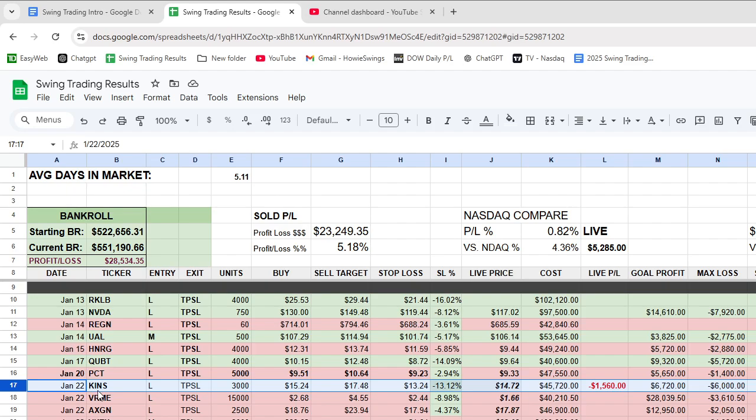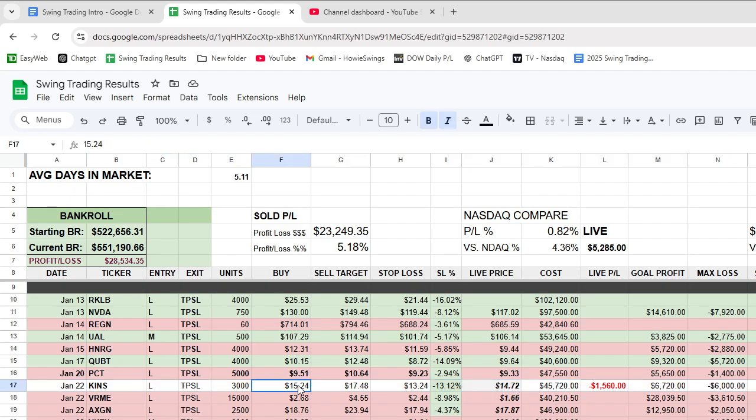So KINS, I bought on the 22nd. It's currently 14.72, bought at 15.24. I got a stop on at 13.24 and a sell at target at 17. So right now it's down 15.60.